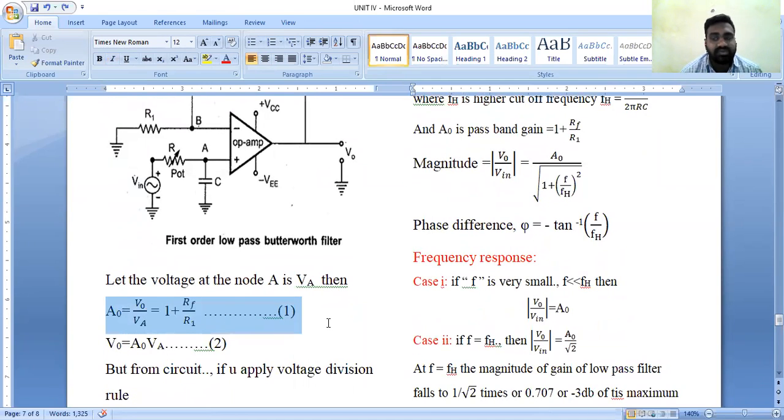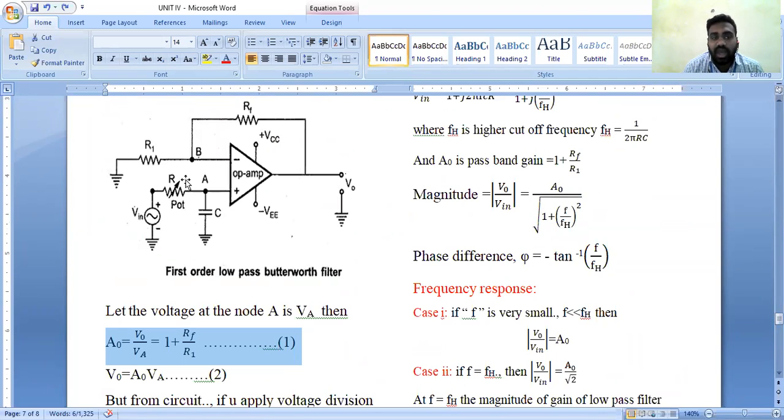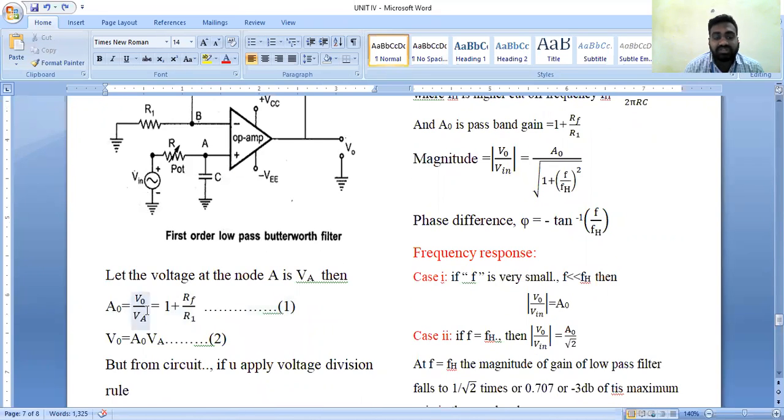In the non-inverting type operational amplifier, the input voltage is connected to the positive terminal of the operational amplifier. That's why the gain A naught is equal to, how to state the gain: gain is nothing but the ratio of output voltage with respect to input voltage. Input voltage here we represented as V suffix A. So that is stated as 1 plus Rf over R1, where Rf is the feedback resistance and R1 is the input resistance, in equation 1. If we rewrite equation 1, V naught is equal to A naught into V suffix A.